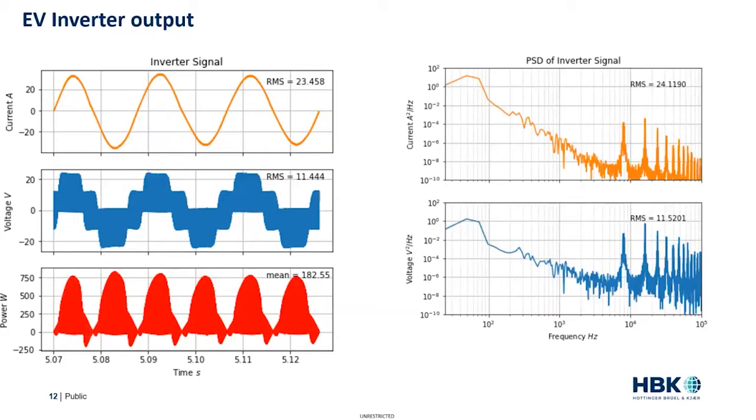So first of all, if we look at the current up here, we see it's nice and sinusoidal. But when we look at its PSD, we actually see that at the low frequencies, this is our sinusoidal wave. But we see that there's these harmonics coming in here. So this is the switching frequency of our inverter, and these are the harmonics.